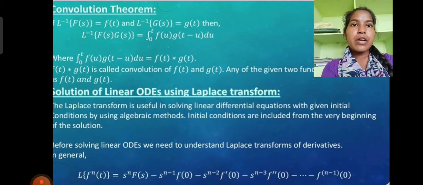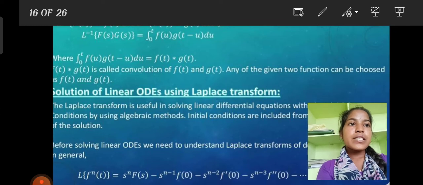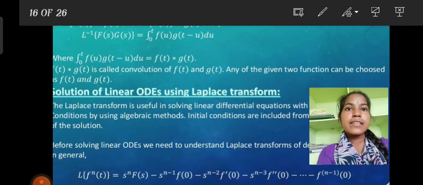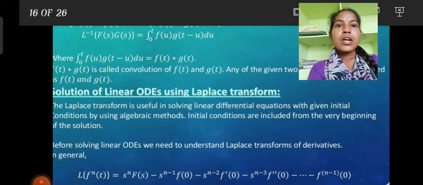f(t) star g(t) is called the convolution of f(t) and g(t). Any of the given two functions can be chosen as f(t) and g(t).